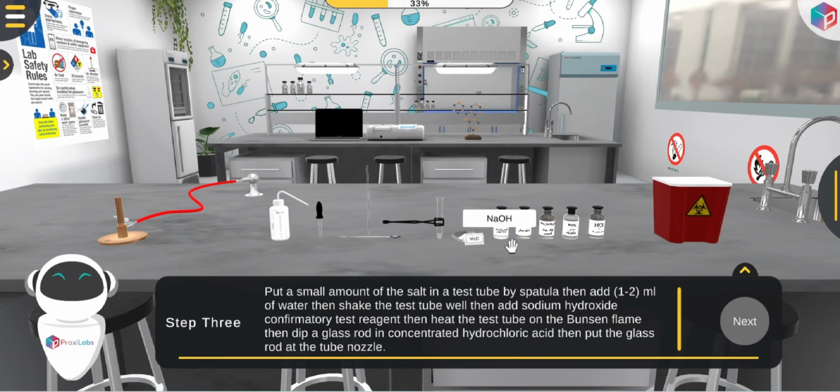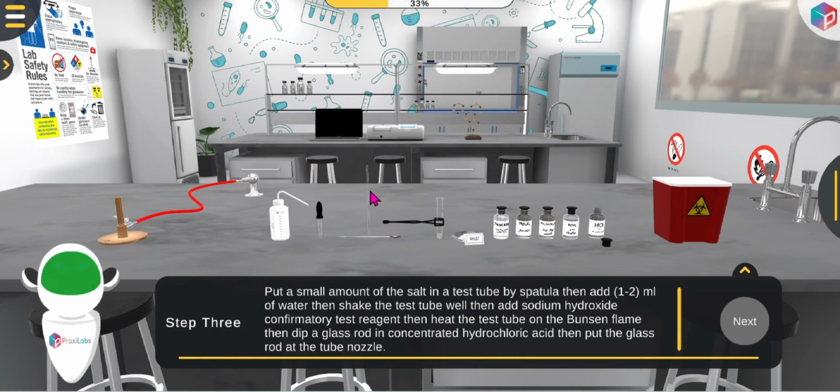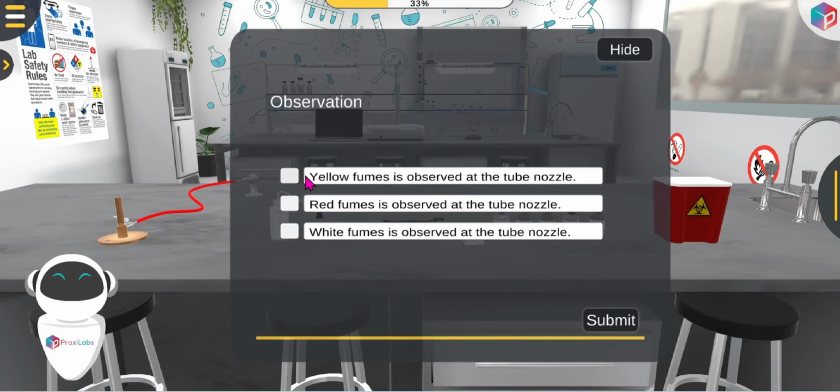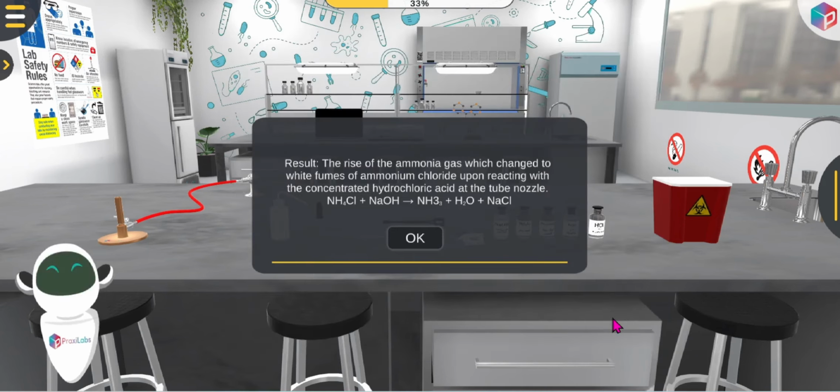Then dip a glass rod in concentrated hydrochloric acid, then put the glass rod at the tube nozzle. Observation: white fumes are observed at the tube nozzle. Result: the rise of the ammonia gas, which changed to white fumes of ammonium chloride upon reacting with the concentrated hydrochloric acid at the tube nozzle.